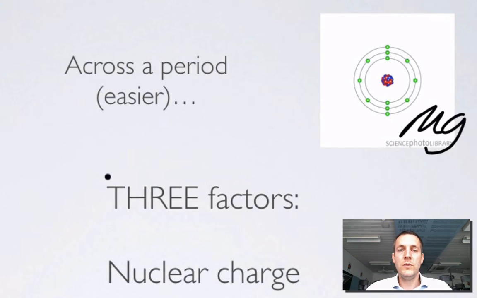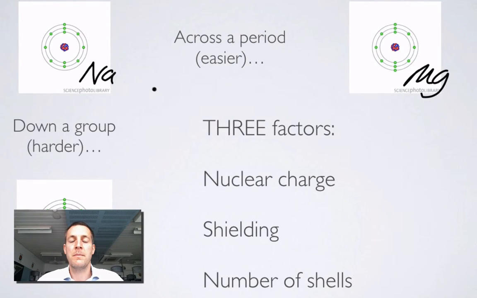Now, we should by now be able to look at the periodic table and decide on the electron configurations of these two atoms. So we won't talk about that too much, but let's have a think about how these three factors have changed as we move across this period from sodium to magnesium. What's happened to the nuclear charge? Well, it's gone up by one proton. So the electrons are feeling more of an attraction from the nucleus.